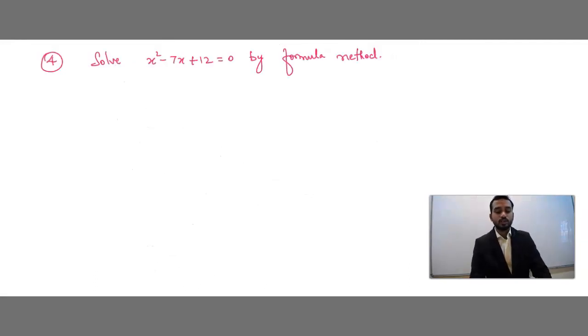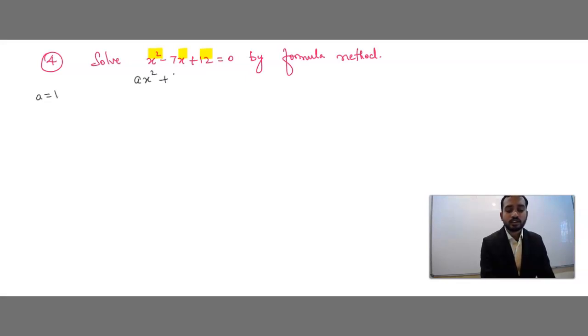The next question: solve x square minus 7x plus 12 equals 0 by using the formula method, that is, the quadratic formula. First, let me check whether it is in standard form: highest degree 2, highest degree 1, constant equals 0. Now what is the value of a? The value of a is 1 because it is in the form of ax square plus bx plus c. Here nothing is there, so we can assume 1. So the value of a is 1.